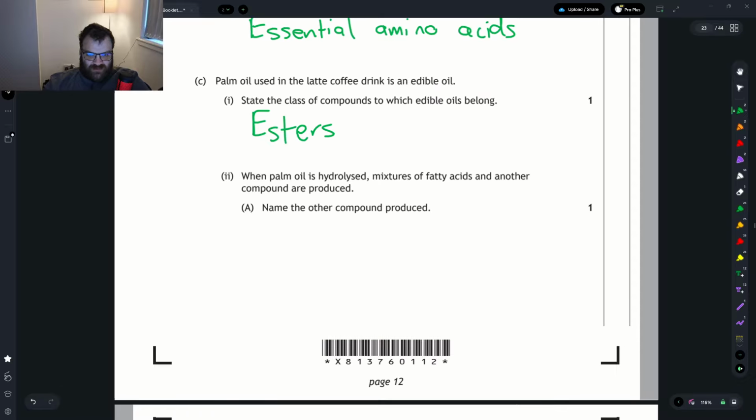When palm oil is split apart, so when an ester is split apart, we're making fatty acids, and well, esters are alcohols and carboxylic acids. Specifically for oils and fats, it's fatty acids and glycerol. Propane-1,2,3-triol if you're asked about the actual formula.